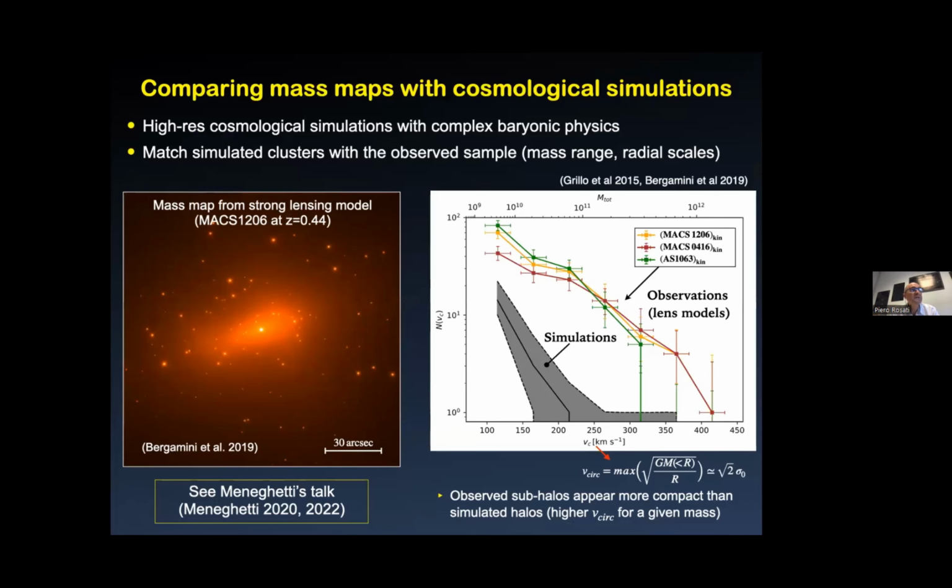Okay, so this is just an appetizer for the talk that Massimo will give. Already in the early work, we noticed that there was something weird when we compared the velocity function of these subhalos that you can derive from this model with those from simulations. Basically, for a given mass, the observed subhalos seem to have a larger circular velocity than the ones produced in simulation. So this was already pointing to some tension between the compactness of these subhalos compared to simulation. But as I said, Massimo will go deeper into this with much more detailed work.